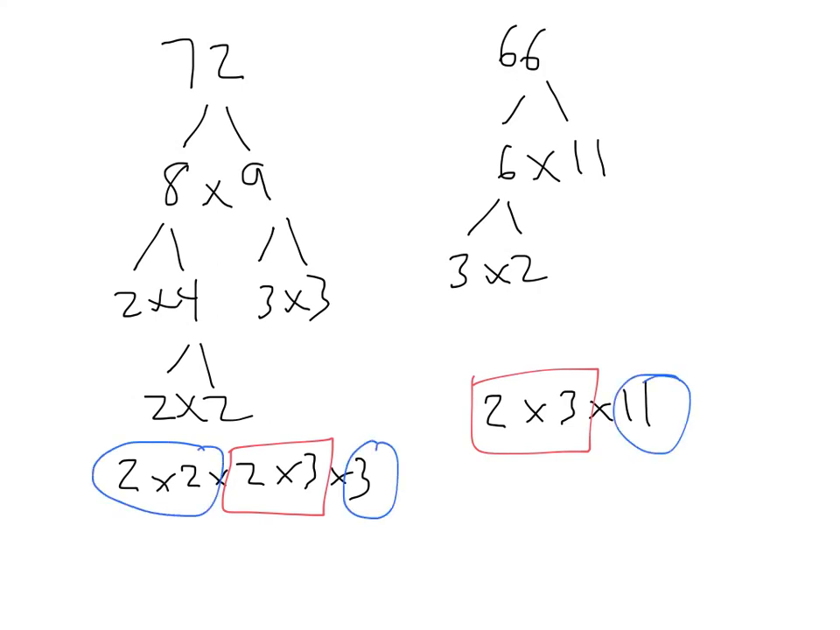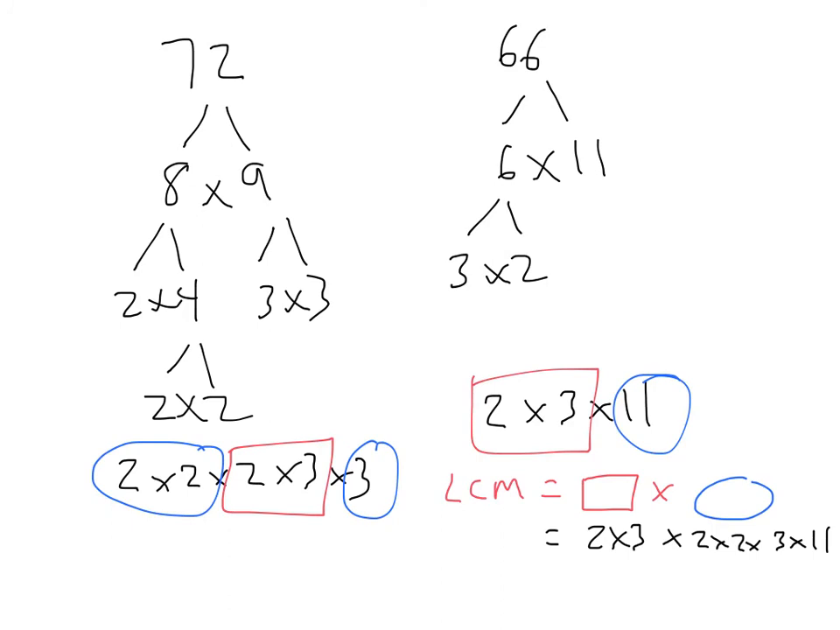Now our lowest common multiple is going to be our rectangle once times all of our circles. Now I know that looks kind of confusing. Don't put the rectangles in twice. Equals 2 times 3, that's our rectangle, times 2 times 2 times 3 times 11. So 2 times 2 times 3 were the circles over there, times 11 was the circle over here.